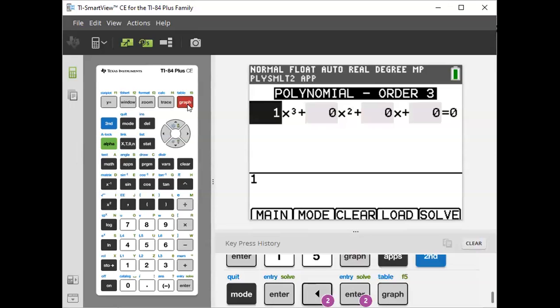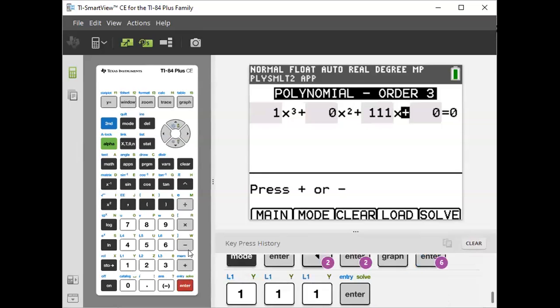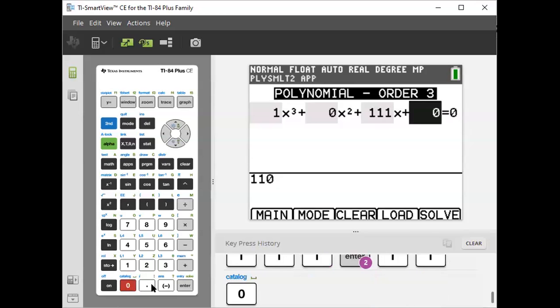It is 1x to the third. We don't have any x squareds. We have 111 x's. I do not know what movie's going on over there, but it is loud. Plus, oh, it's a negative 111. I'll go back and fix that. Thank you for telling me. Plus 110.